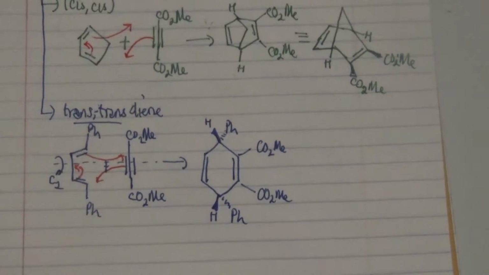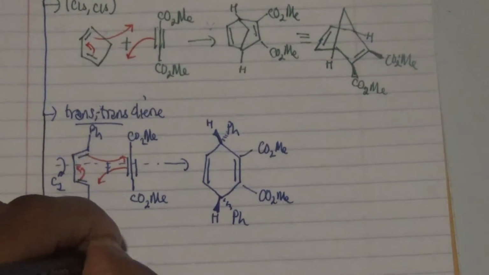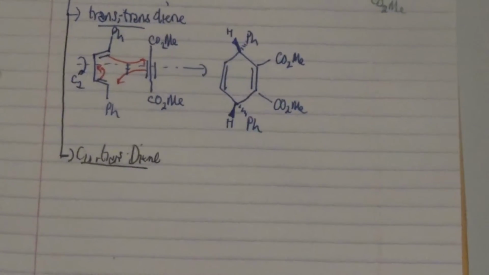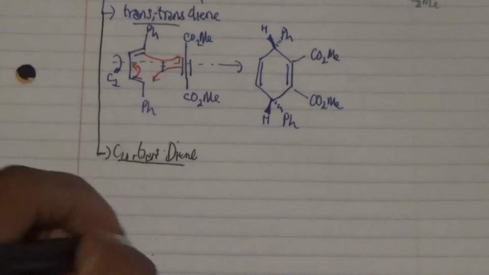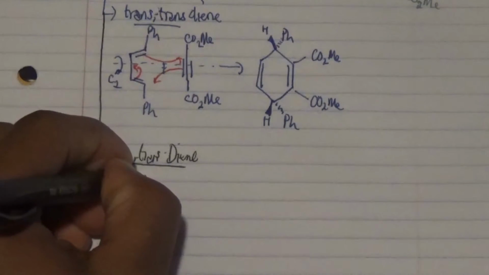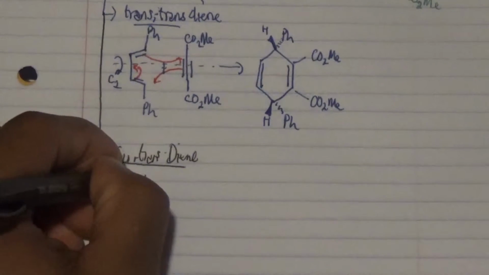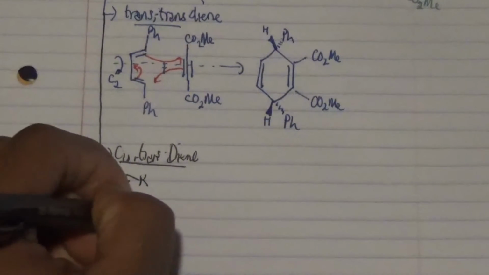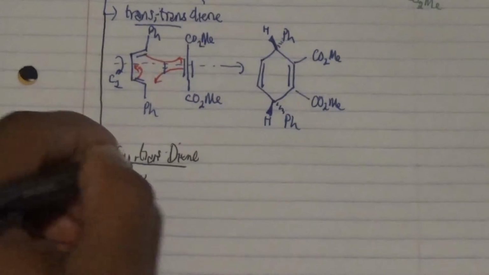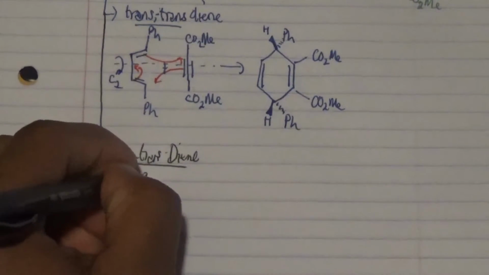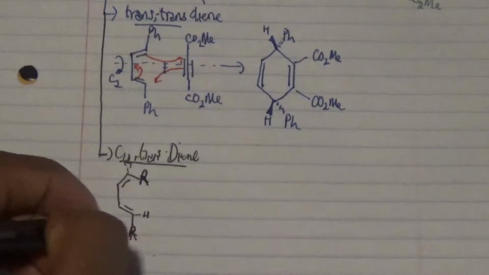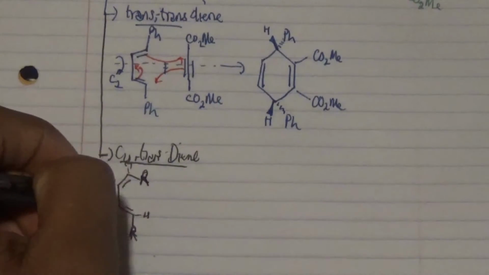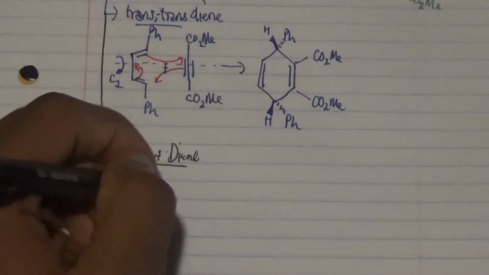And last and foremost, we have our cis-trans diene over here. And what does this cis-trans diene focus on? This cis-trans diene focuses on one part of our diene having a cis configuration and the other part having a trans form over here, where there's a hydrogen and a hydrogen over there. And this is our R group. R group could mean anything, but they must be the same.